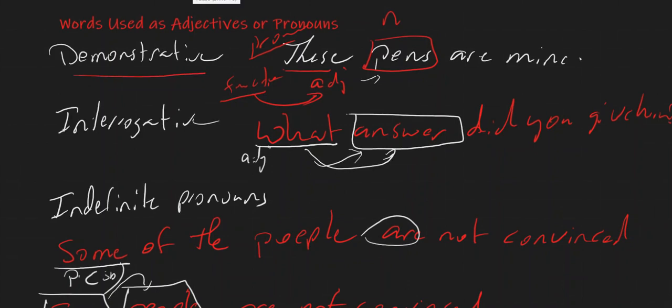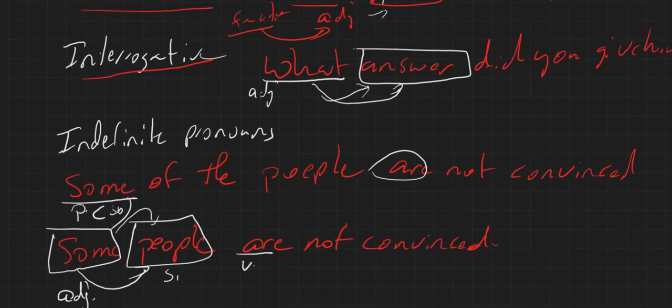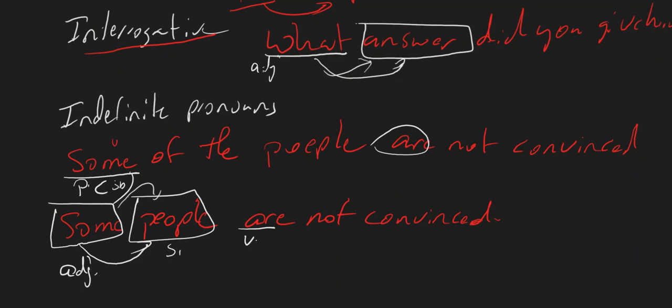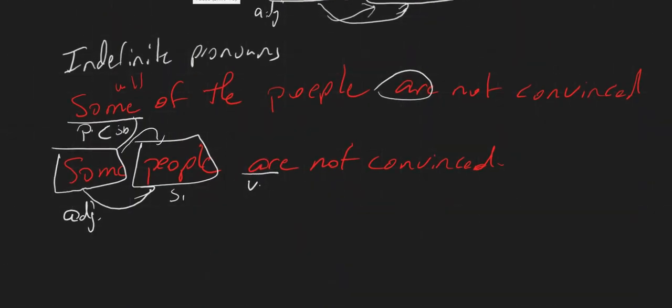If they precede a noun, like these pens, that pen, those pens. Interrogative pronouns, like what answer, modifying answer. And indefinite pronouns, like some of the people, all of the people. In this case, this is a pronoun. But if it precedes the noun people, then it functions as an adjective. Instead of saying some people, you can say few people. You can say all people, and so on. So whenever it precedes the noun directly, then it functions as an adjective. So here, in these two cases, it functions as an adjective.